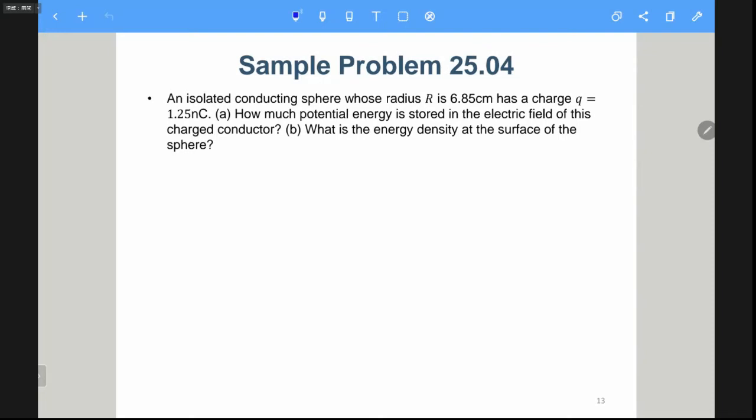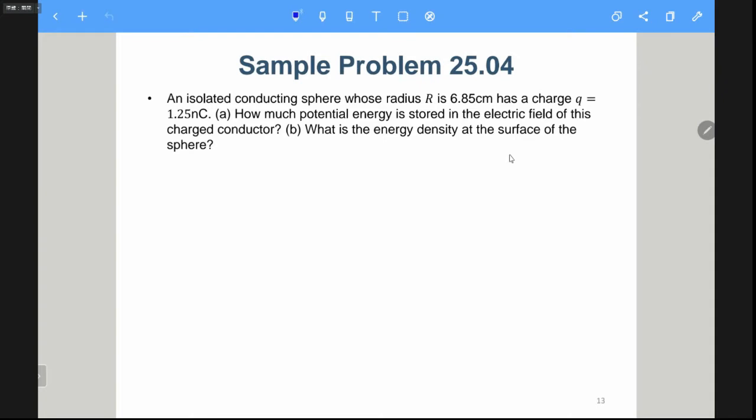Example problem. It says an isolated conductor sphere whose radius R is given has a charge Q. How much potential energy is stored in the electric field of this charged conductor? What is the energy density at the surface of the sphere?